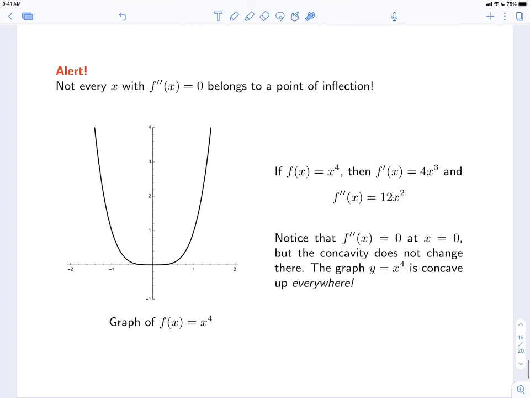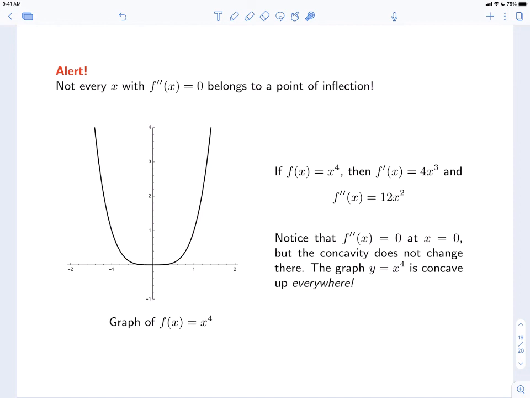One thing to be wary of is not every x with f''(x) equals 0 belongs to a point of inflection. It did in the cases that we were just looking at. However, if you look at a function like f(x) equals x to the 4th, then the first derivative is 4x cubed, and the second derivative is 12x squared. Now notice that this second derivative equals 0 when x equals 0, but the concavity doesn't change here. This function is concave up everywhere.